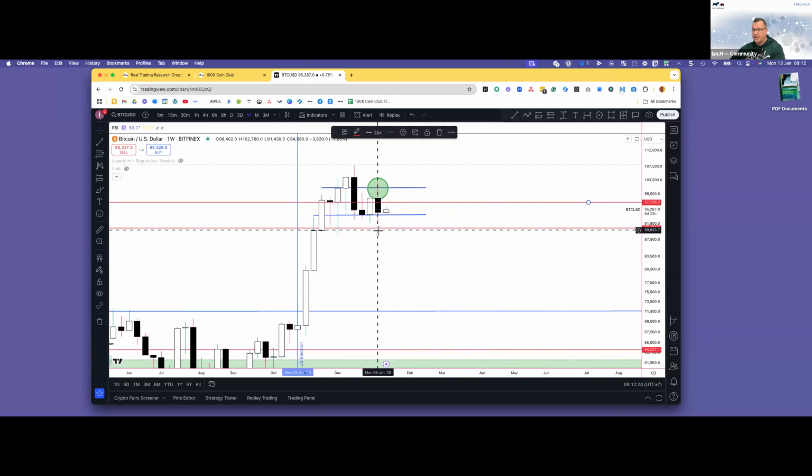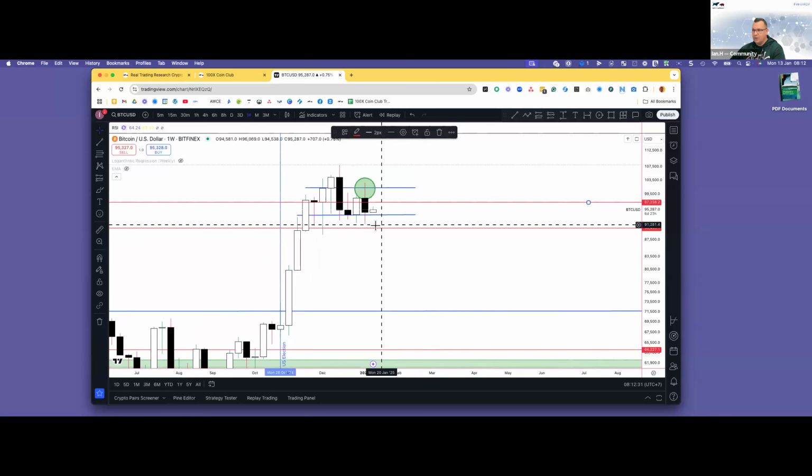However, there's been a grab here with that downside wick, but we still closed above that blue line. And now this week, we've closed above that blue line.